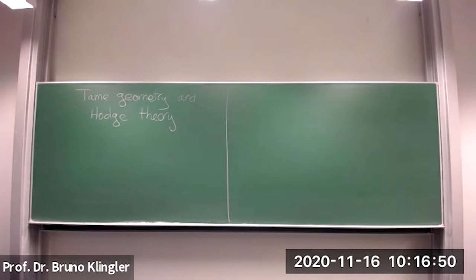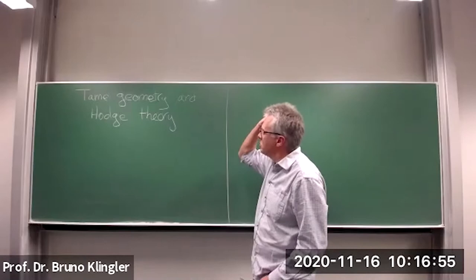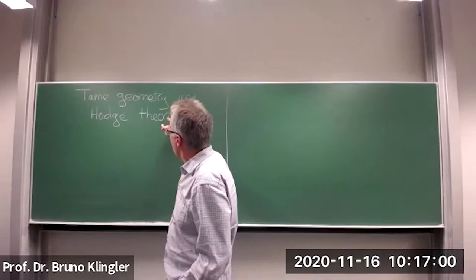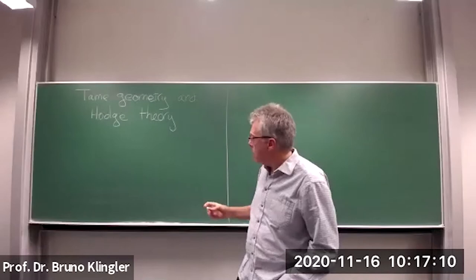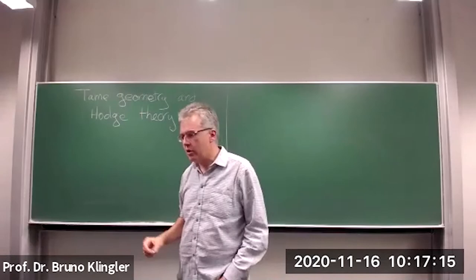All right, so I want to talk about tame geometry in the sense of polynomial structures and Hodge theory. In fact, Boris gave a short introduction to model theory and minimal structures, so I will continue that today. And the course, at least the abstract I gave, also covers basically what Jacob will talk about tomorrow and the day after.